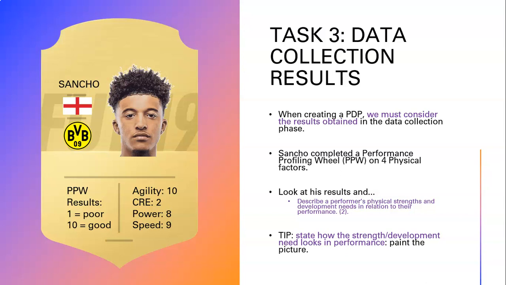What you need to do now is pause the video, look at these results, go through them, and describe how his physical strengths and development needs look in his performance. A key tip here, link it back to performance. What would you see, remember it is described, what would you see if somebody had 8 out of 10 for power? What would this look like in Jadon Sancho's case in football? Let's do that task now.